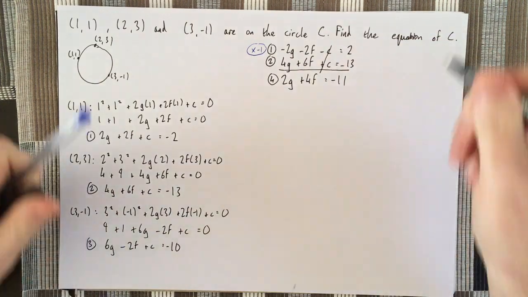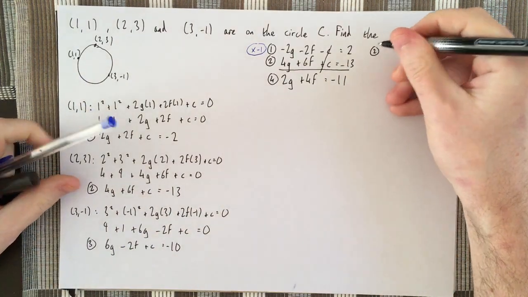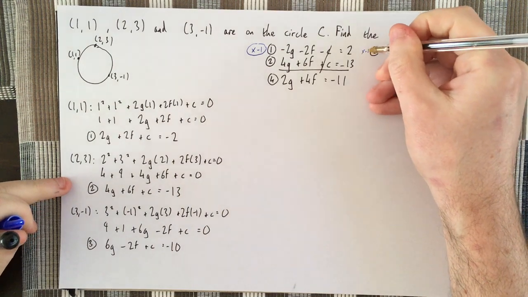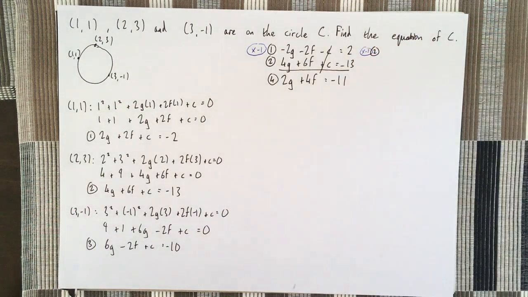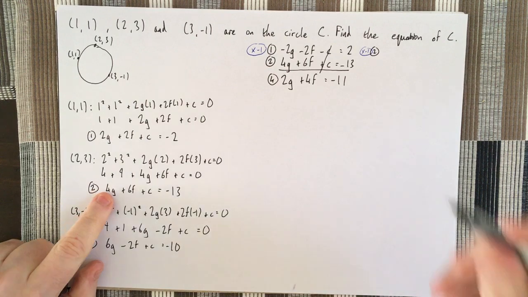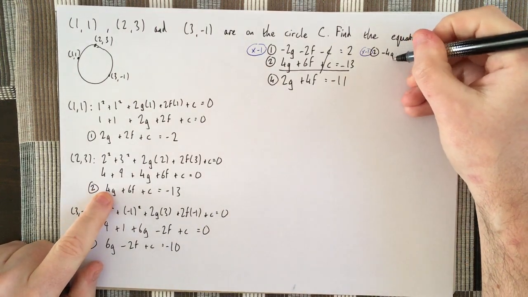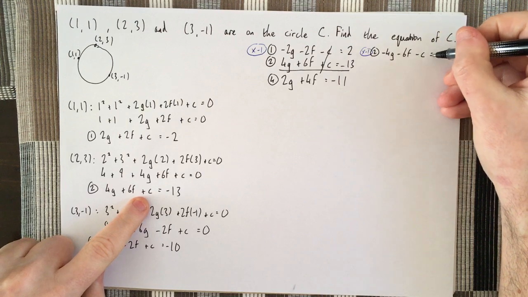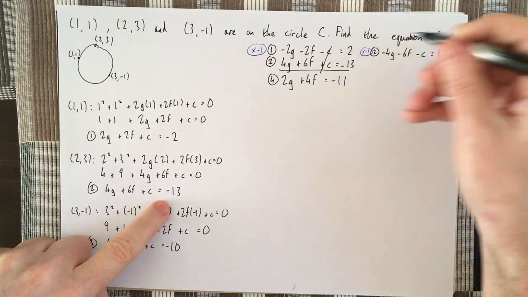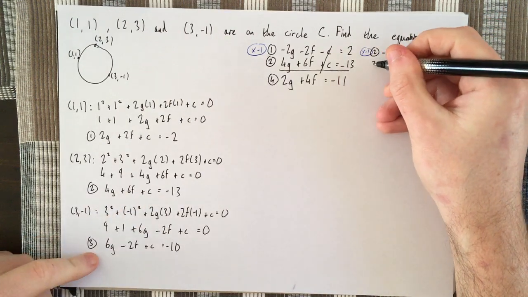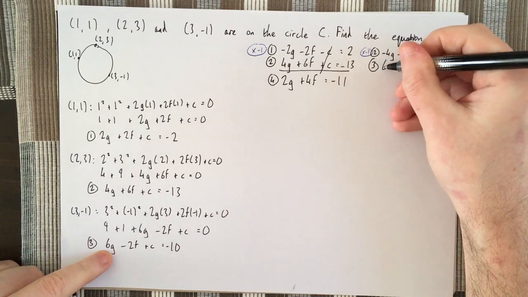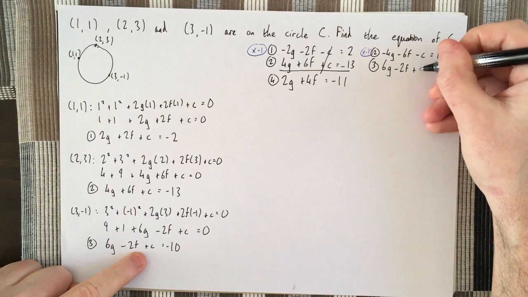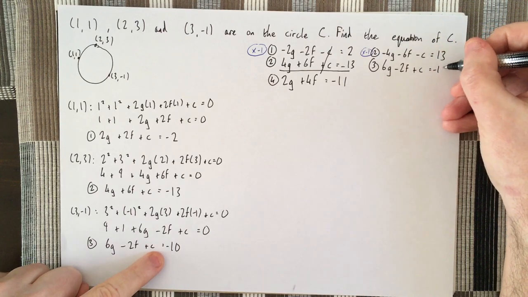So I'll fit it over here. Equation 2, I'm just going to multiply that by minus 1 on the way in. So it's going to become minus 4g minus 6f minus c equals plus 13. And then I'll pick equation 3 as well. So 6g minus 2f plus c equals minus 10.